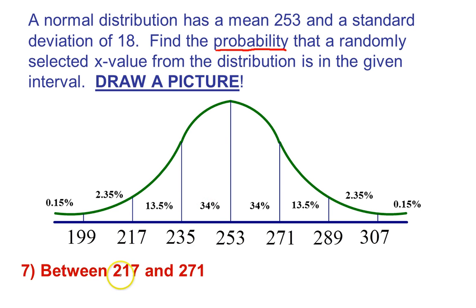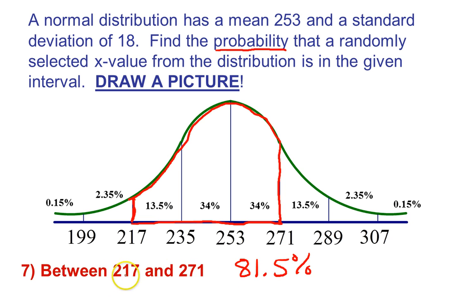So between 217 and 271, so here's 217, and here's 271. Okay, so the probability of randomly selecting a value from this region is just going to be what we get if we add up these three numbers. Okay, so just add them up and then you'll know. And that is 81.5%. So that'll be the answer number 7.